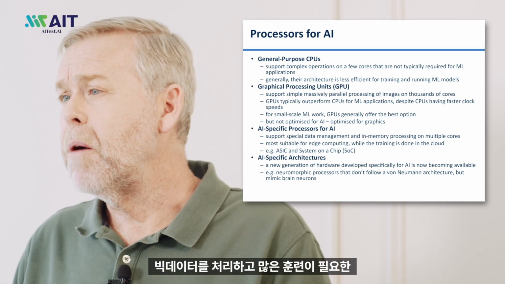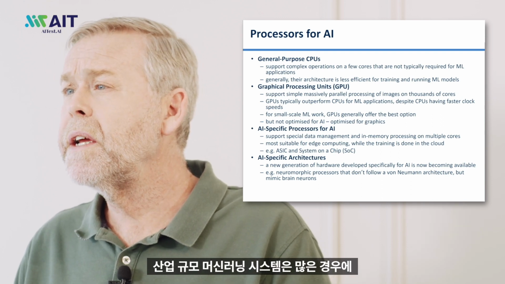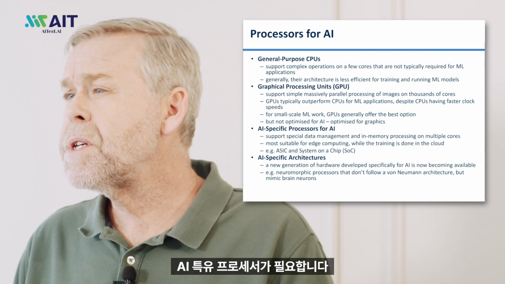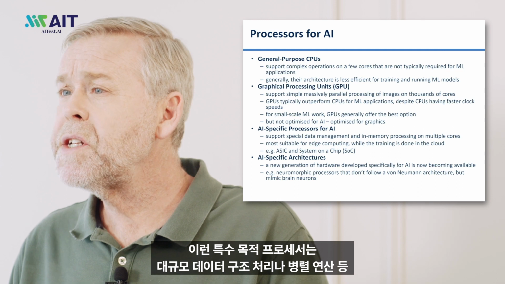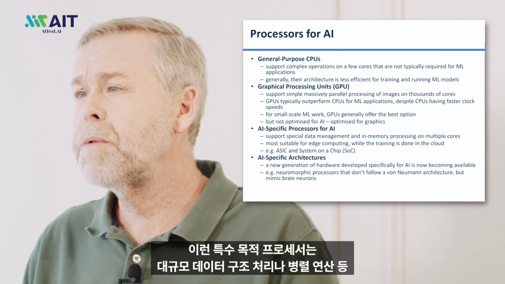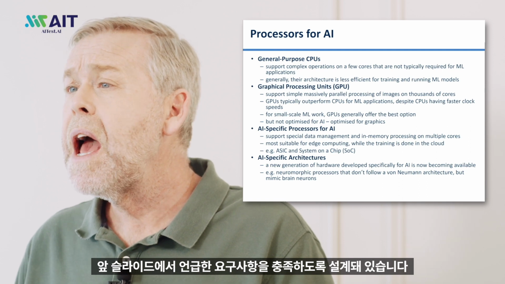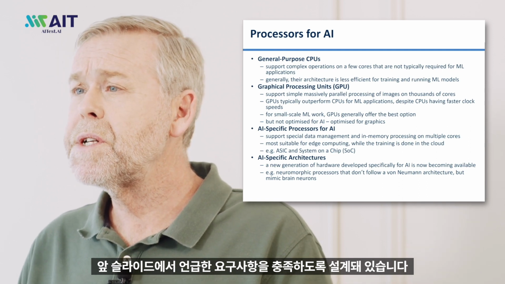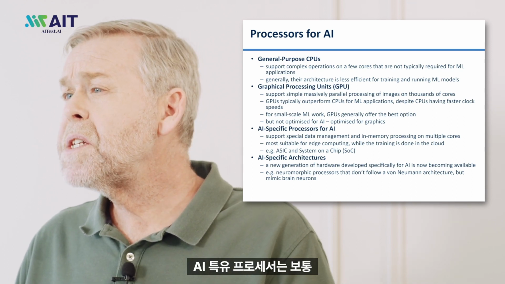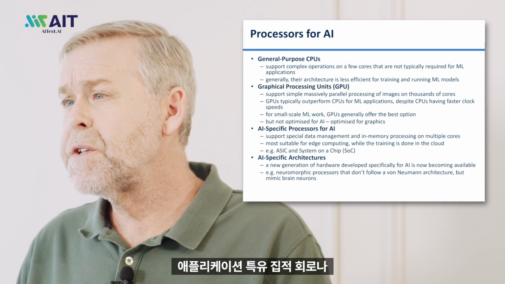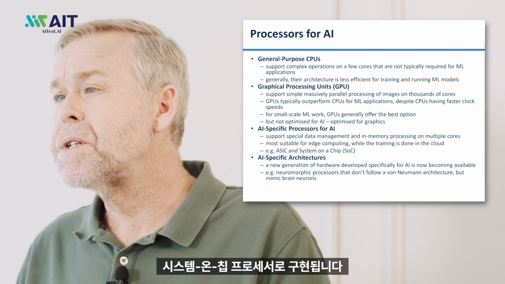For industrial-scale machine learning systems that process big data and require lots of training, then AI-specific processors are often necessary. These special processors are designed to fulfill the requirements discussed on the previous slide, such as the ability to work with large data structures and perform massively concurrent processing. AI-specific processors are typically implemented as application-specific integrated circuits or system-on-a-chip processors.